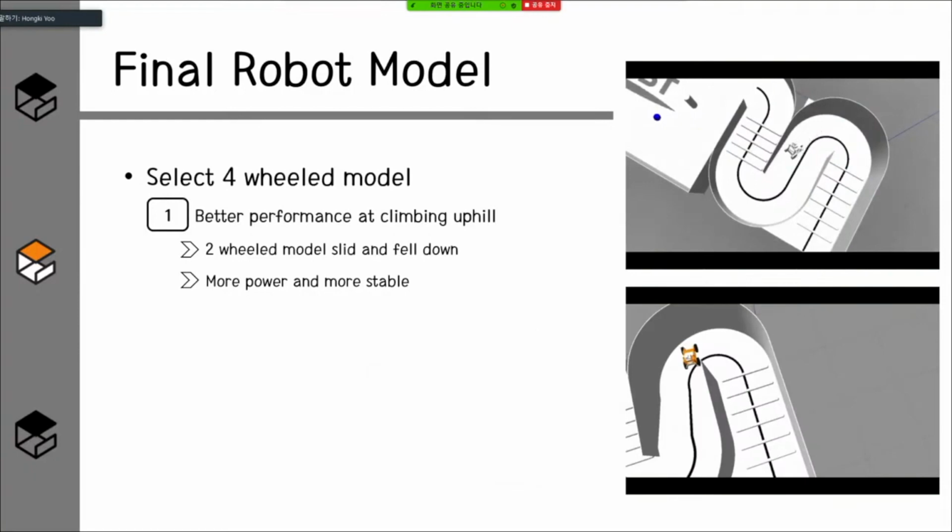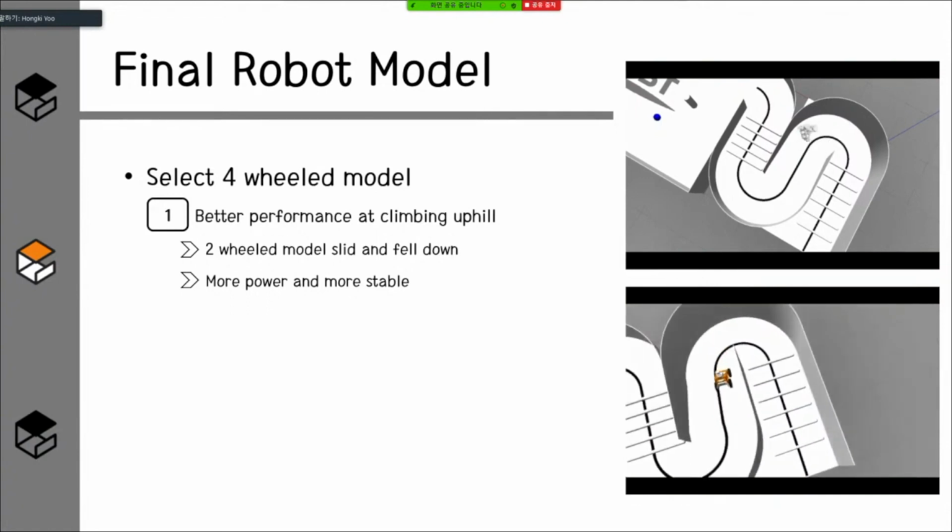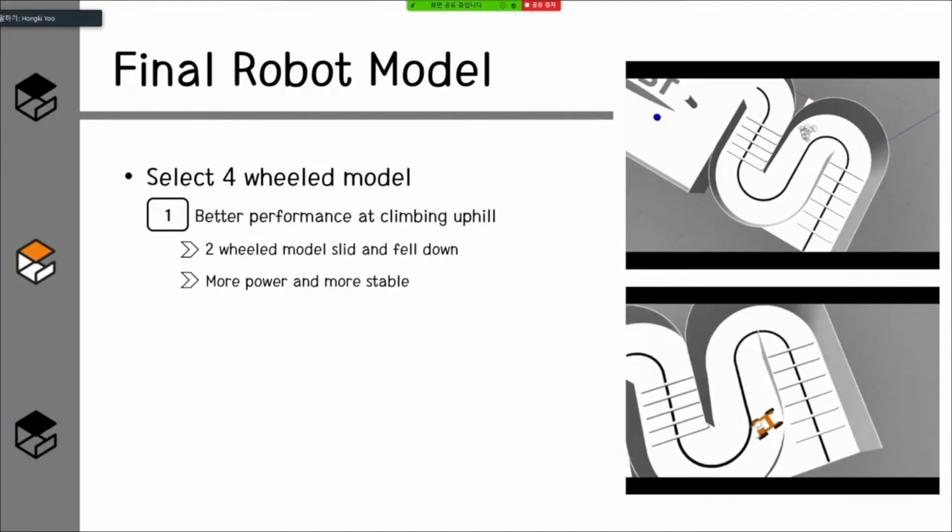And for the second one, we finally decided to use a four-wheel model because, as you can see in the above video, when we use a two-wheeled model, the robot is powerless and tries to slide down and falls down at the uphill. So we changed to four wheels, and we can see that it has more power and is more stable on the ground.